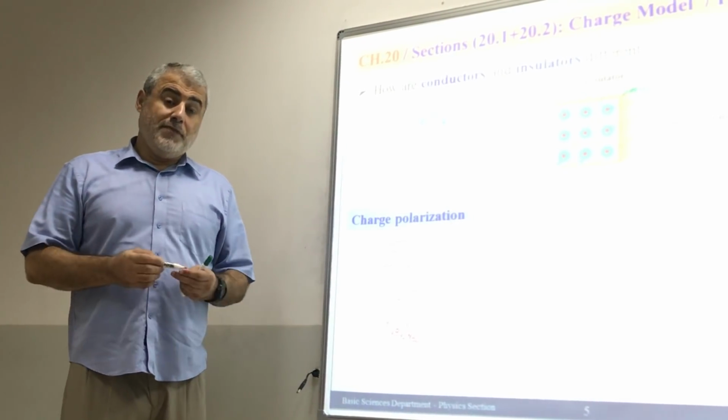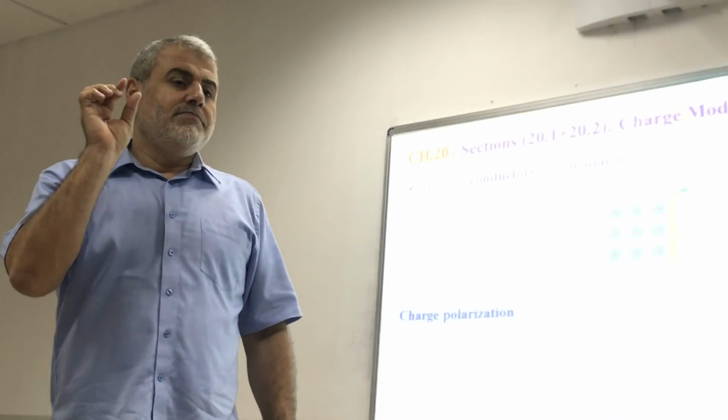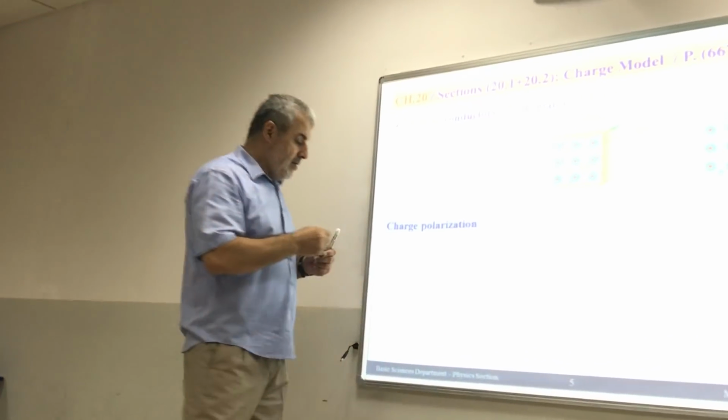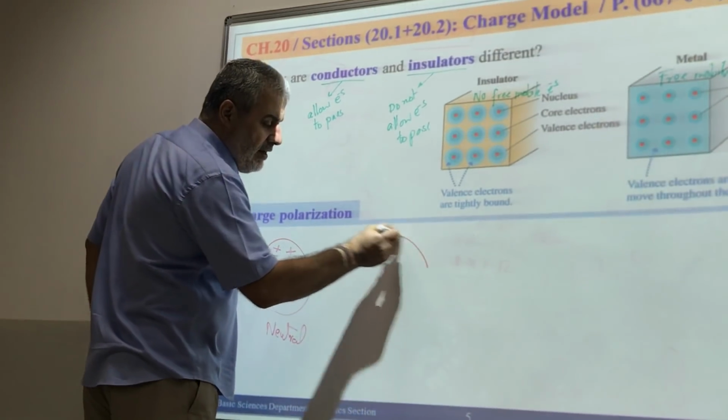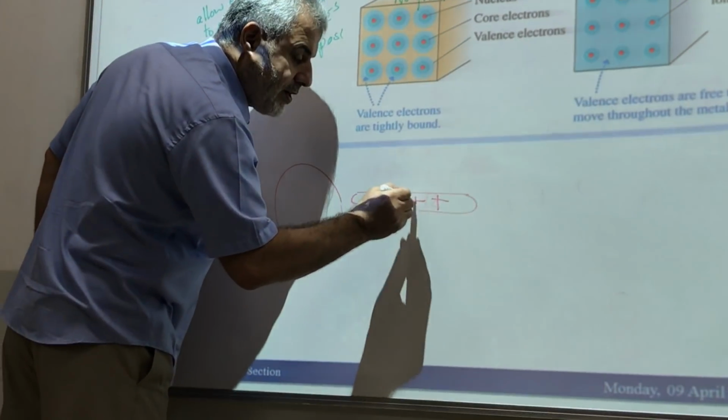So what we do, simply, if we bring a charged rod and make it closer to that metal sphere, this charged rod will affect the charges on the sphere. So what happened? This is my sphere again, and this is my charged rod. Suppose it's positively charged.